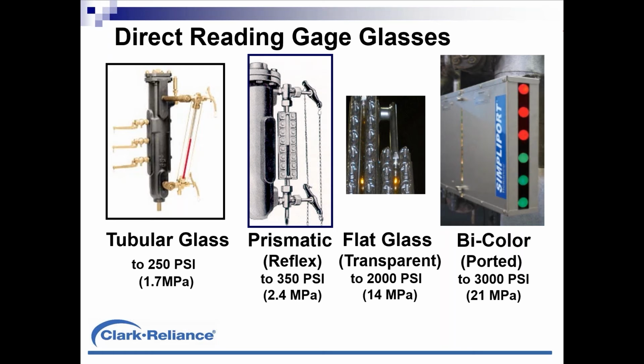The last type of gauge is a ported bicolor gauge. They can be used at any pressure up to 3,000 pound service. They're actually ports of glass illuminated in such a way that water presents itself as green, steam presents itself as red, and due to the distinct color difference, ported gauges can be designed with no overlap. As you can see, we know right now in this 6-port example, the level is somewhere between the 3rd and 4th ports.